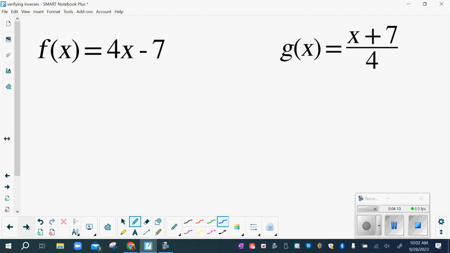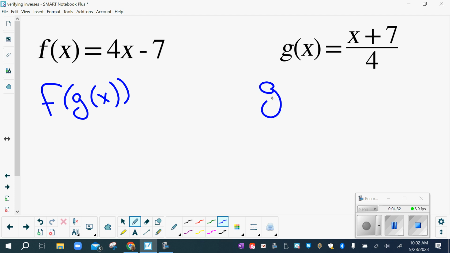So the question will look like this. It'll say, are these functions inverses? Show by verification. So here's what we're going to do. We're going to put one inside the other, and we're going to go the opposite way as well. So I am going to show you how I do this if I was going to do it for real.